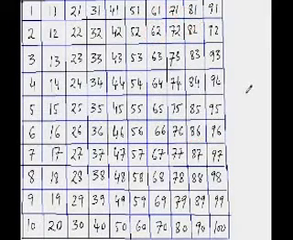Now what is 92 minus 33? So 92 minus 3 is 89. Now jump down 10 three times from 89. So it would be 79, 69, 59. 59 is your answer. Isn't that simple?